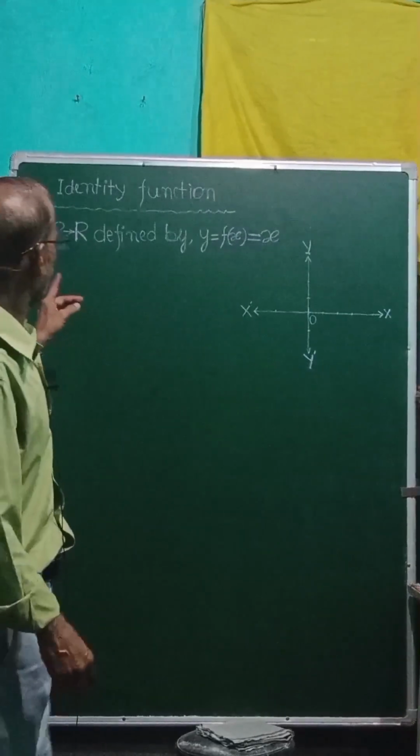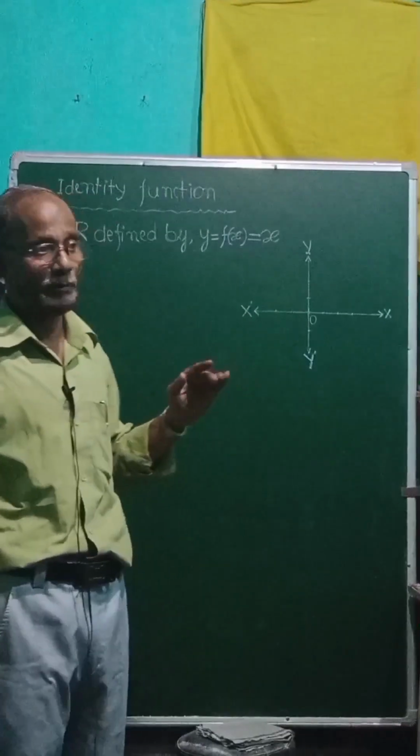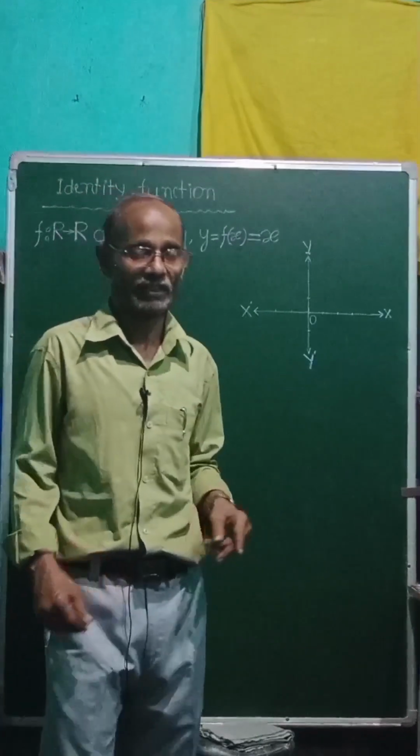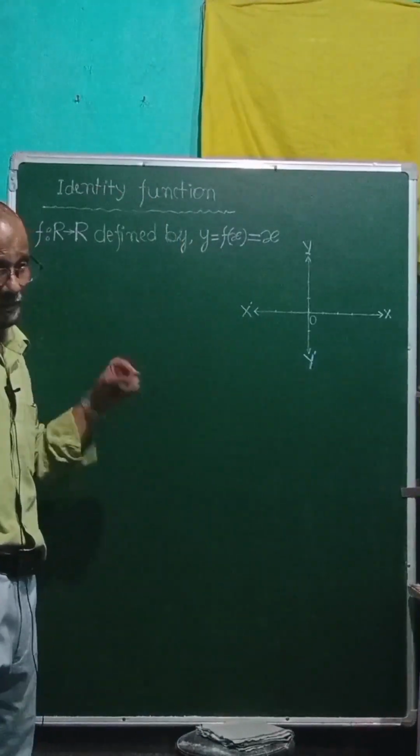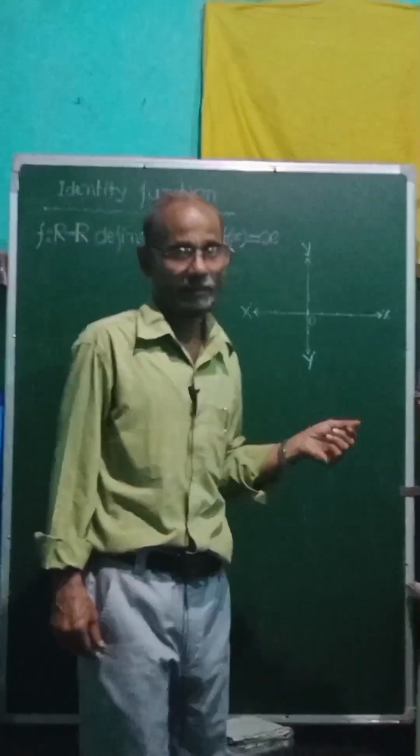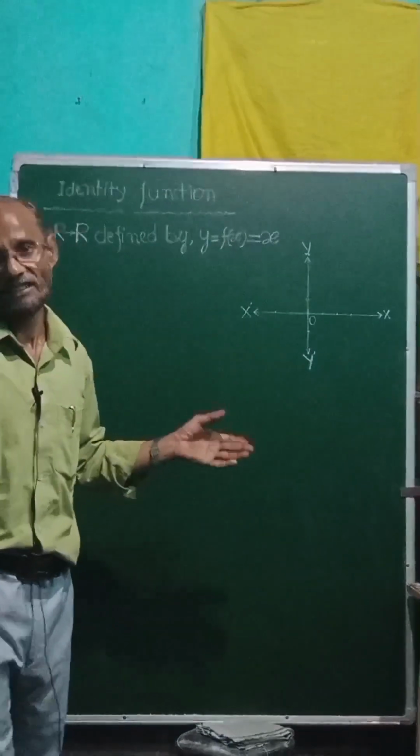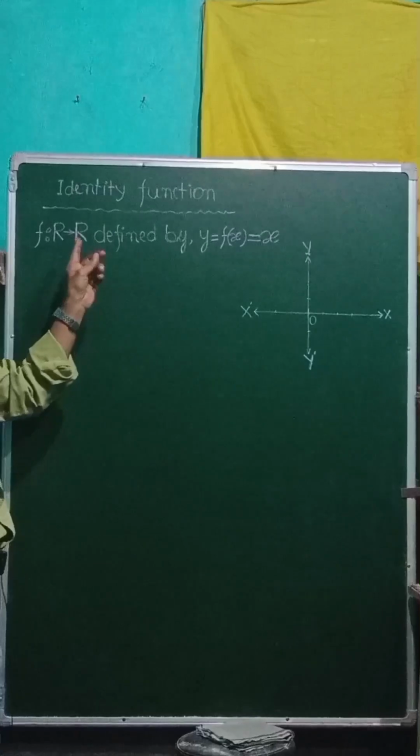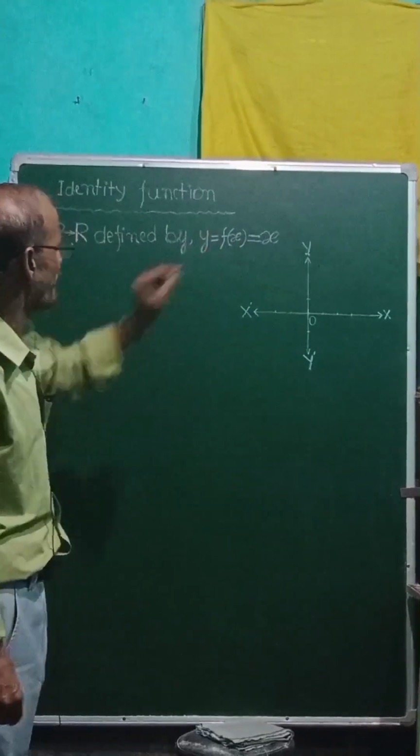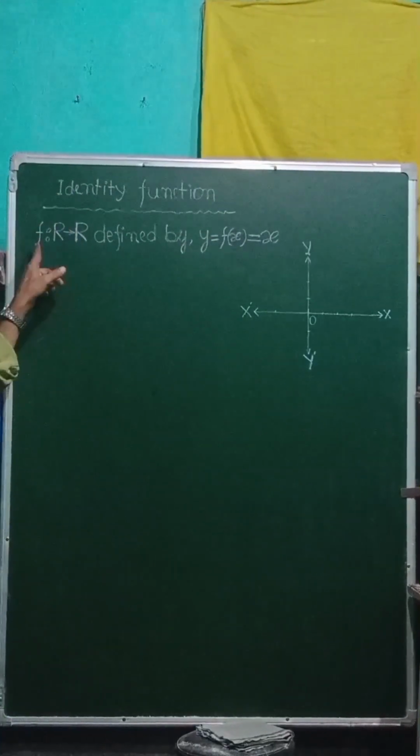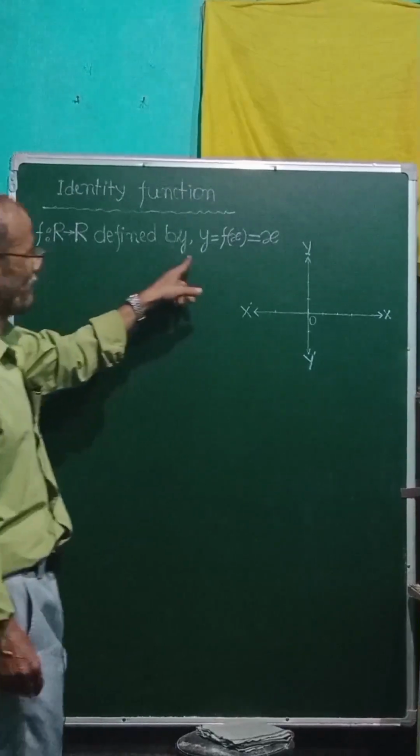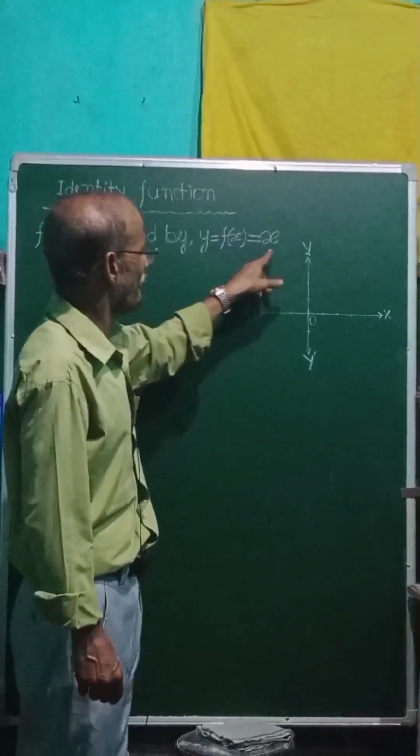Today we are going to see the analysis of all the important functions for class 11 maths. See the last video L6 to understand all these things nicely. I am taking the first function, which is called the identity function. It is defined as f from R to R, defined by y = f(x) = x.